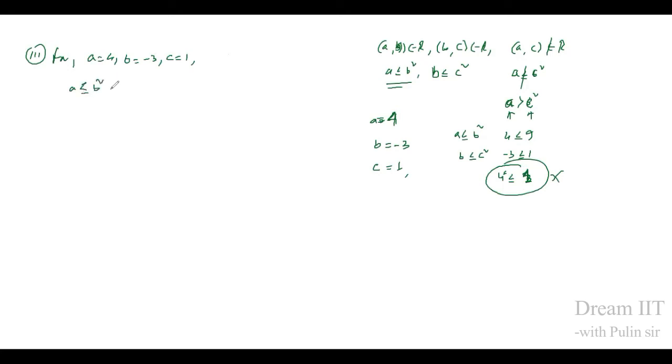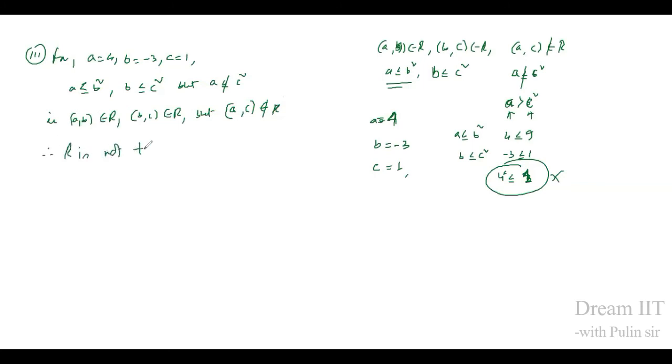A less than or equal to B square. B less than or equal to C square. But A is not less than or equal to C square. That is A comma B belongs to R. B comma C belongs to R. But A comma C doesn't belong to R. Therefore, R is not transitive. So if this is not transitive, even one is not true, then also it is not equivalence.